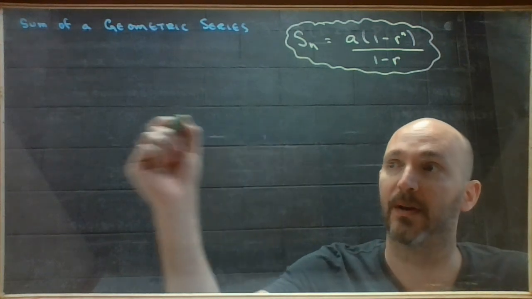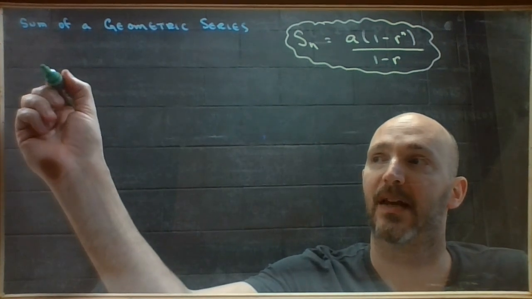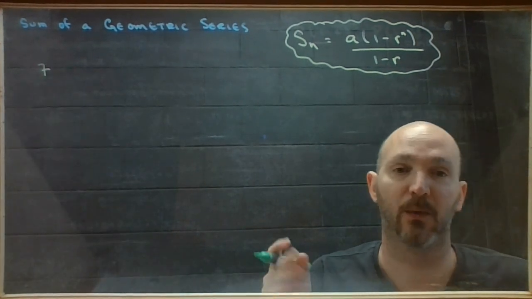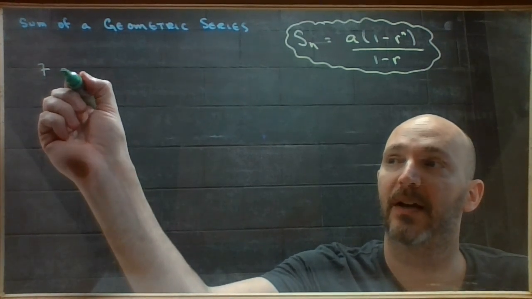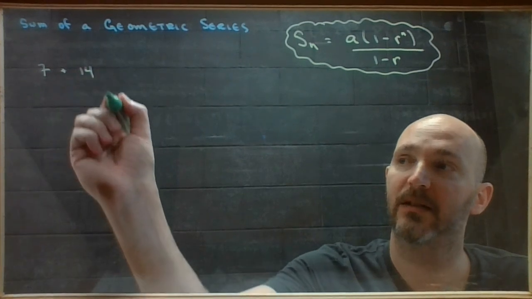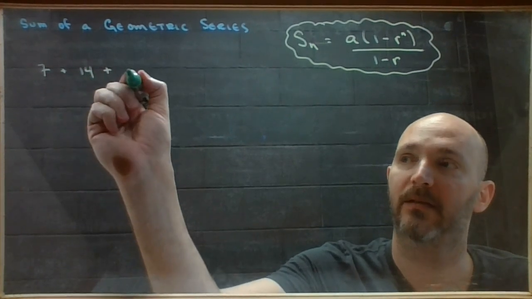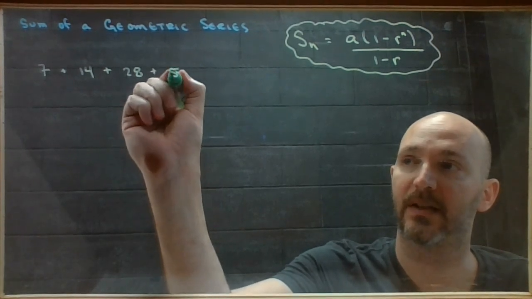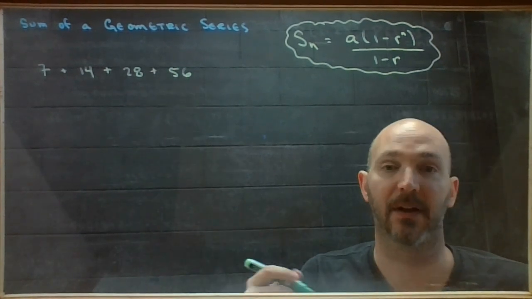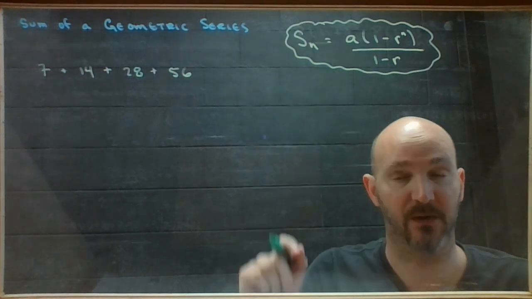So let's start with 7, and then we're going to double it each time. So 7 multiplied by 2 would be 14. Double it would be 28. Double it would be 56. And I'm just going to stop there because that should be enough to make sure this works.